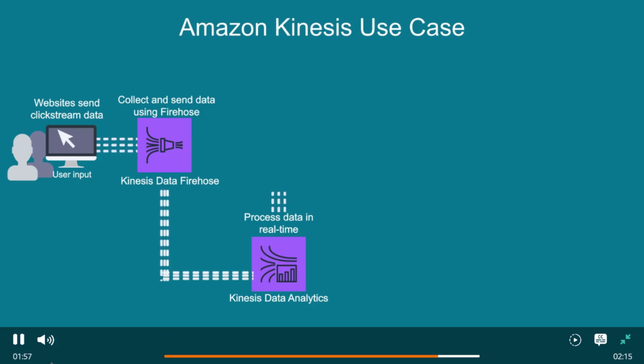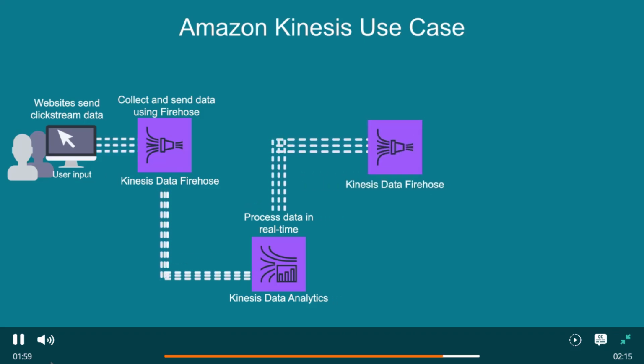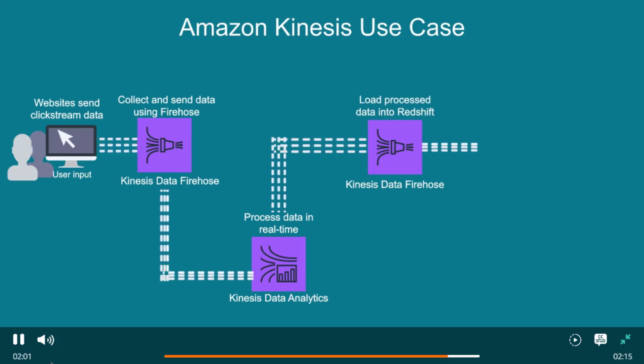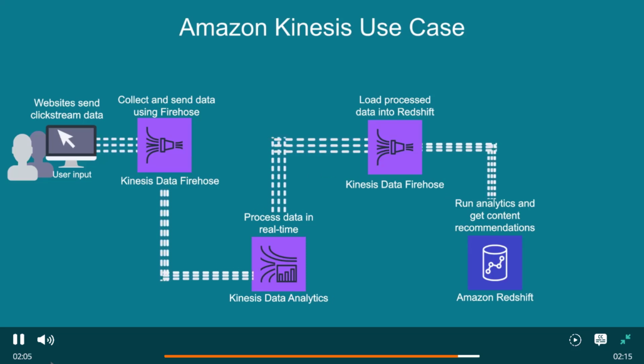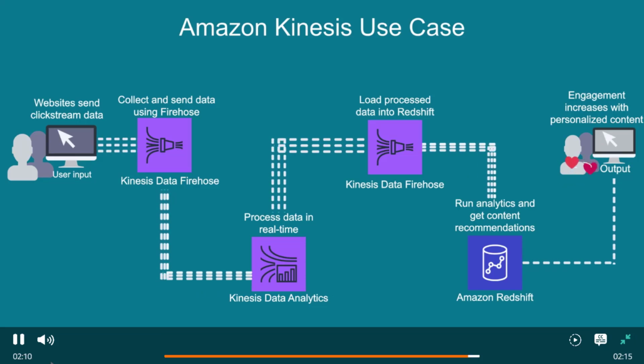Next, the processed data can be transferred quickly using Kinesis Data Firehose directly into Amazon Redshift, where analytics models can run and suggest website content recommendations. As a result, website users will gain more personalized content suggestions.